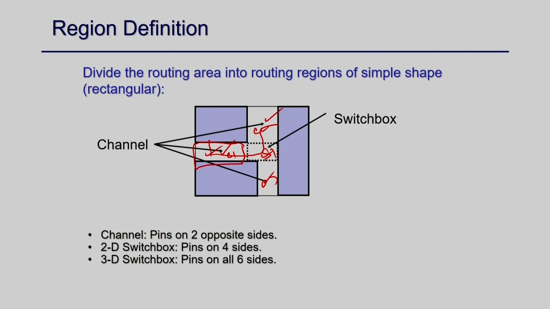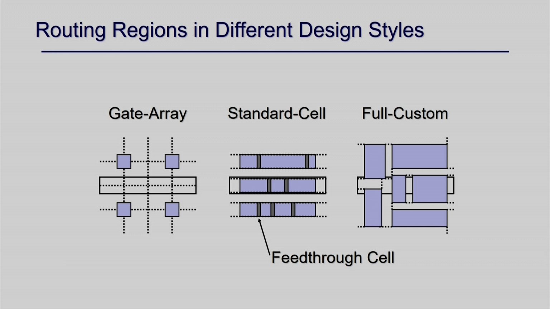So, basically I first have to define how many regions are there, how many channels are there, and how many switch boxes are there. That is region definition. For a gate array, that is FPGA, the regions are something like this, because the interconnection area is very fixed. For standard cell I have to make a connection from this to this, the feed through, so these are the channels. And for full custom, where you have all the options, you can have switch boxes and channels and all the possibilities will come, which is the ASIC design.